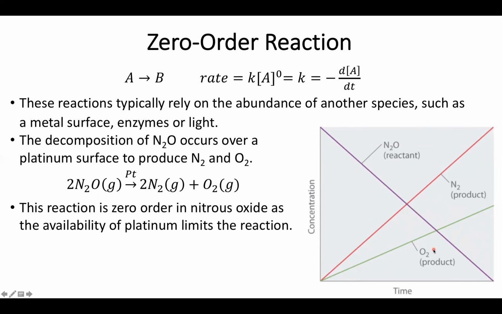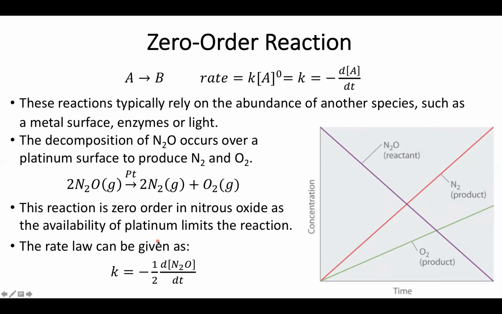And again, the reason why this reaction is zero order is because it's going to be this availability of the platinum surface. Since the reaction can only occur on the platinum surface, there's only so much surface for the reaction to take place on. And this is really what will control the speed.